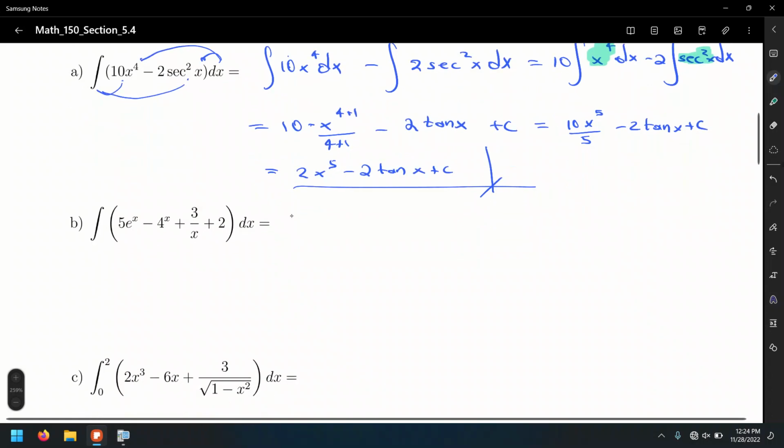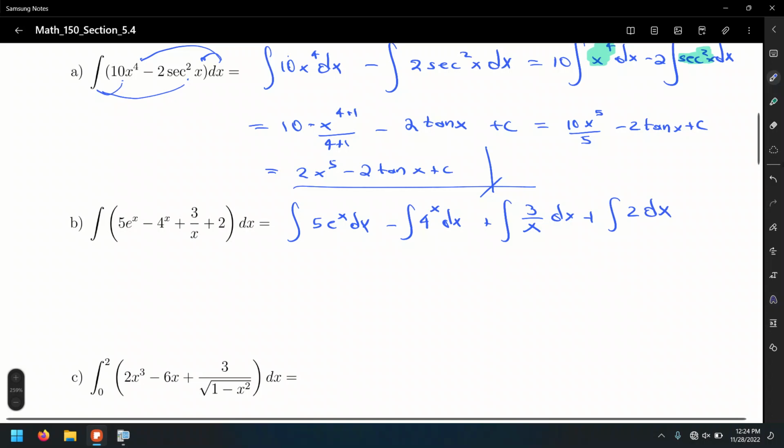You'll see. So number 1, that's the integral of 5e to the x with respect to x. Again, we are distributing the integral sign and the differential symbol, minus the integral of 4 to the x dx plus the integral of 3 over x dx plus the integral of 2 dx. So we just distributed the integral symbol and the differential symbol.